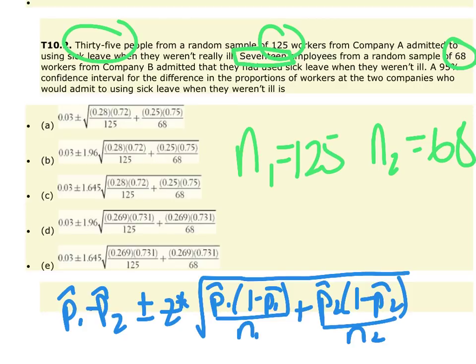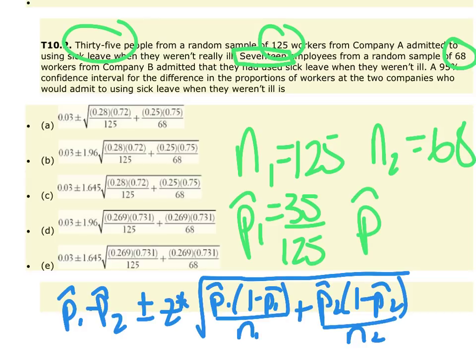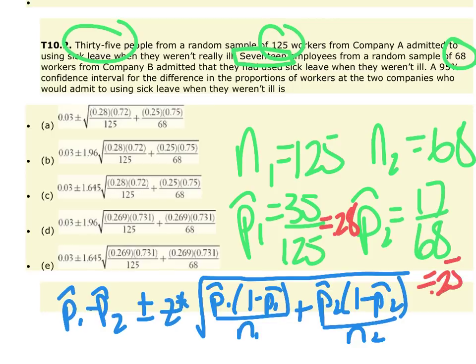Careful for the p hat on this first one. The p hat of 1 is just going to be 35 over the 125, and p hat of 2 is going to be our 17 over 68, because those are the ones actually using sick leave. And the respective percentages then are going to be 0.28 for this one, and for this one is 0.25. The correct answer does end up being B for here, and you can just go ahead and double check. We're going to see the 0.28 and 0.25 in our correct sample sizes.